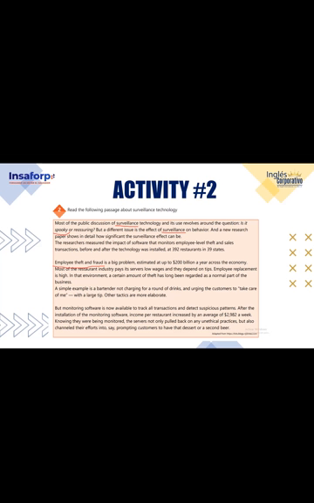But monitoring software is now available to track all transactions and detect suspicious patterns. After the installation of the monitoring software, income per restaurant increased by an average of $2,982 a week, knowing they were being monitored. The servers not only pulled back on any unethical practices, but also channeled their efforts into, say, promoting customers to have that dessert. All right, so very good job, excellent.